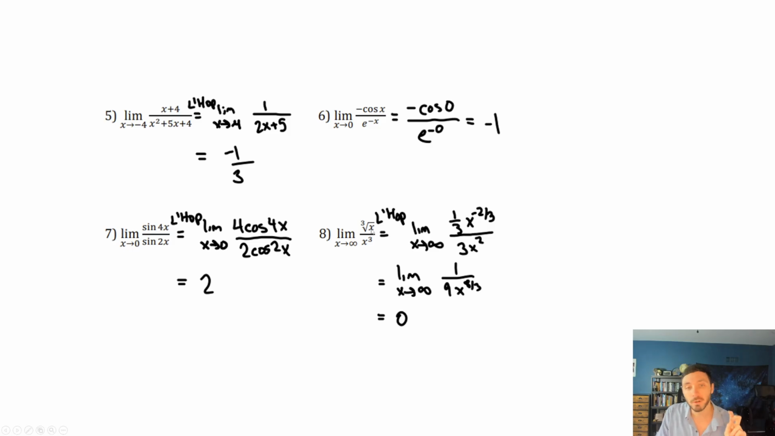You know the cubic grows faster than the cubic root. Or you could have just simplified the expression. You know that this is x to the 1/3 and this is x to the 3rd. So you could have just done exponential simplification there. Either way, I did L'Hopital, obviously, for L'Hopital practice.